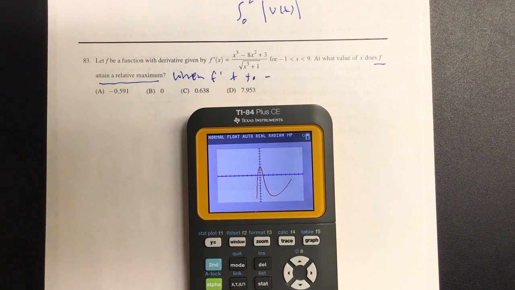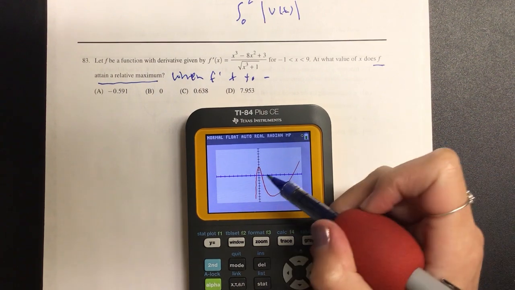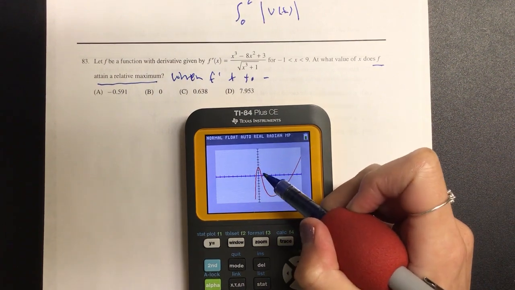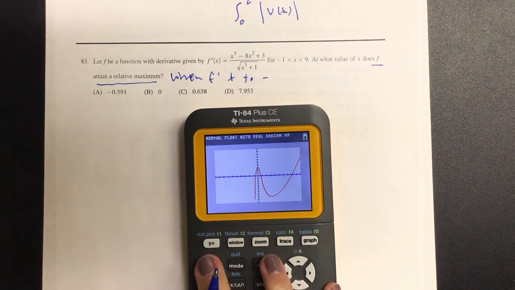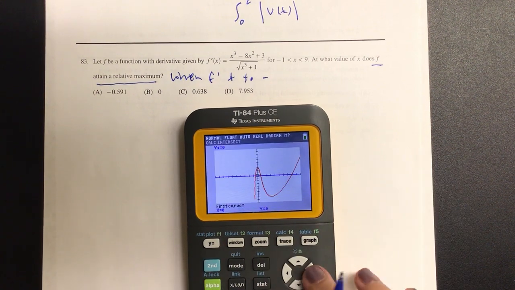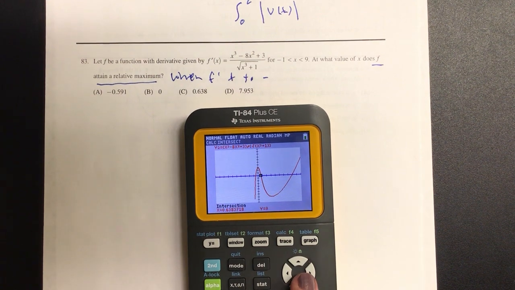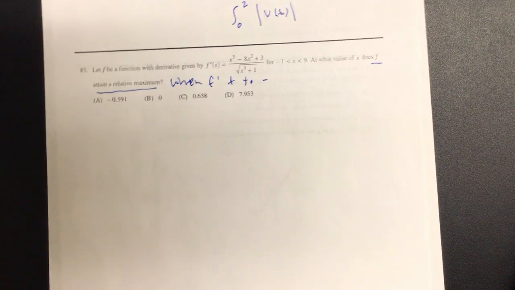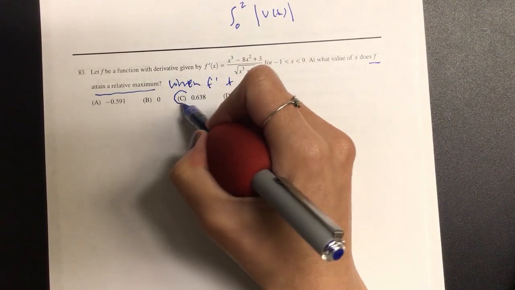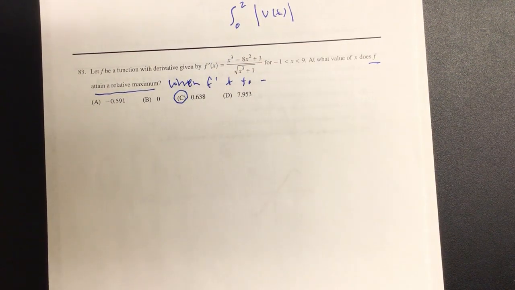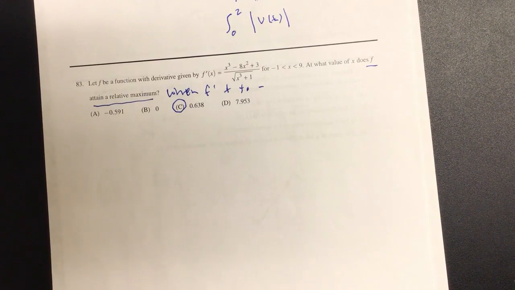Do we already see the graph going from positive to negative? This point right here? Yes? So let's do second calc 5, and I'm going to hover close to it. How many times should we enter? Three times for the intersection. And that's going to say 0.638 something. So our best answer is what? See, it is. Let's go to number 84, on the back.